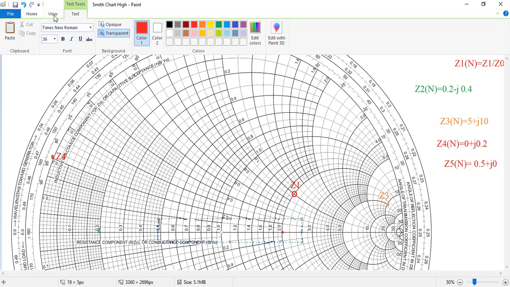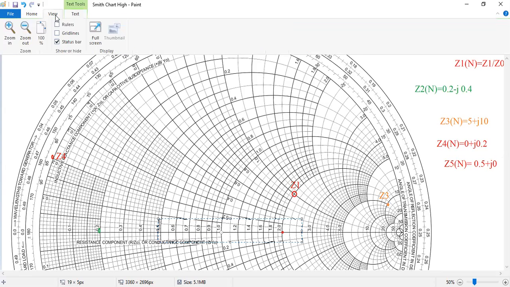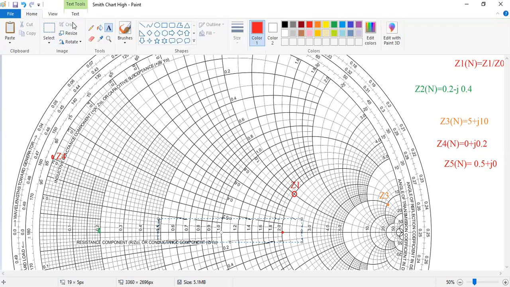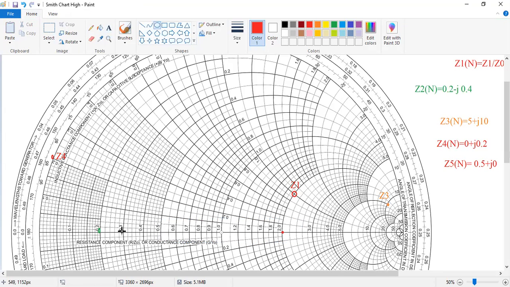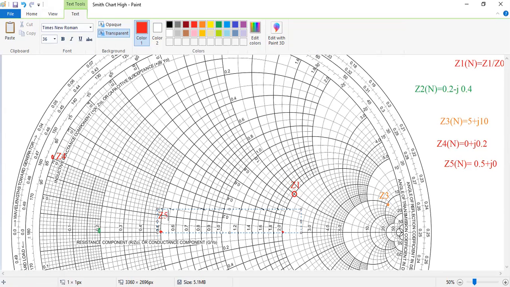So what you can say here is 0.5, and j0 is the horizontal line, so 0.5 is here. So here itself it is. Okay, so this is your Z5. So this impedance is Z5. Are you getting this? This is Z5.